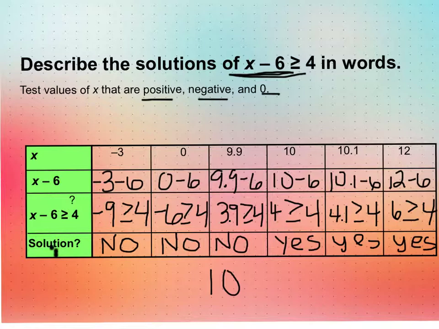So, by looking at this table, I can tell that solutions are going to be numbers greater than 10, or equal to 10, right? 10 worked. So any numbers that are greater than or equal to 10 is going to be a solution for this inequality up top.